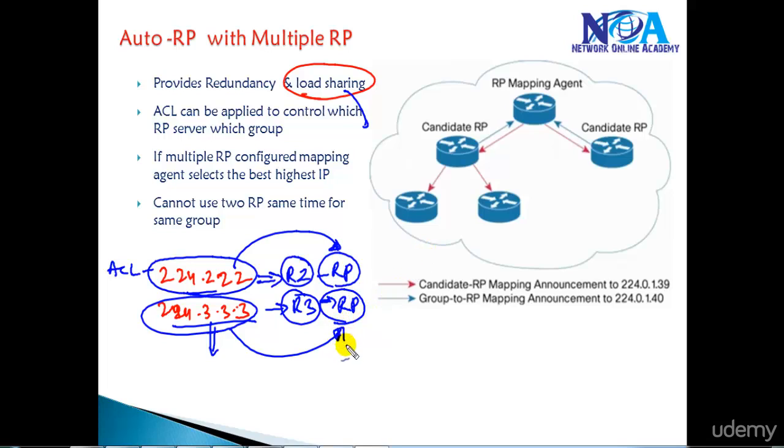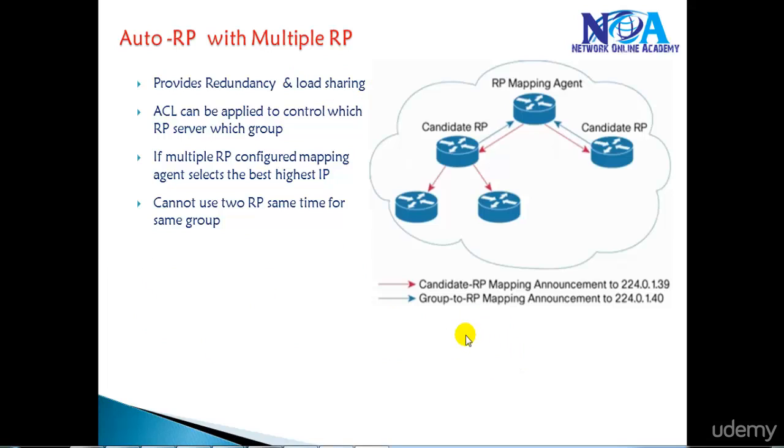In this way we can reduce the extra overhead on a single router, because if you make any one router the RP, it's going to add some extra overhead. So we can do something called load sharing.